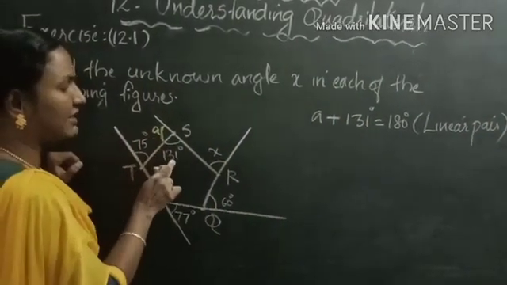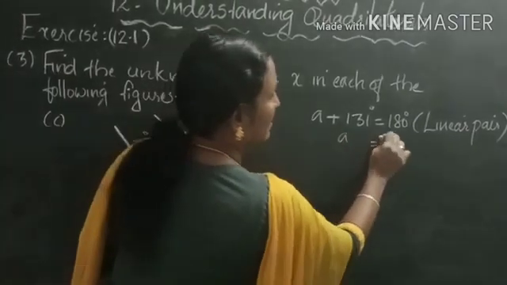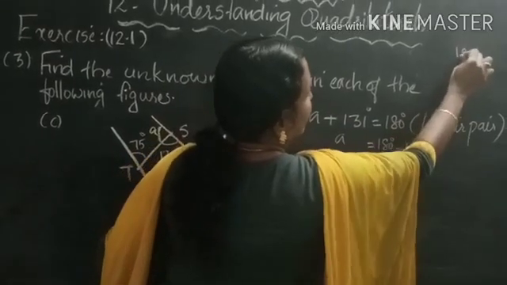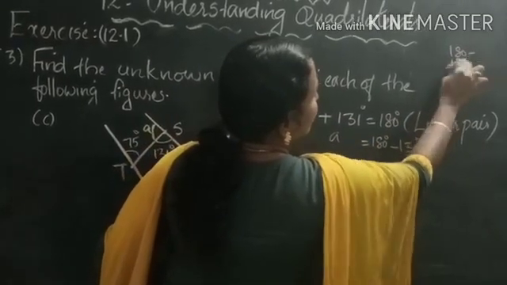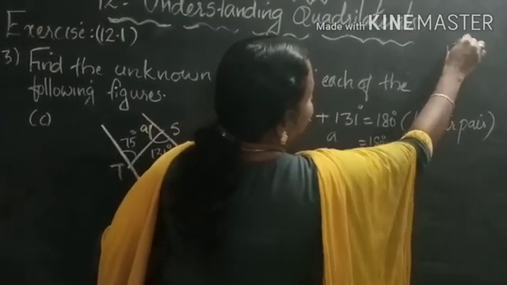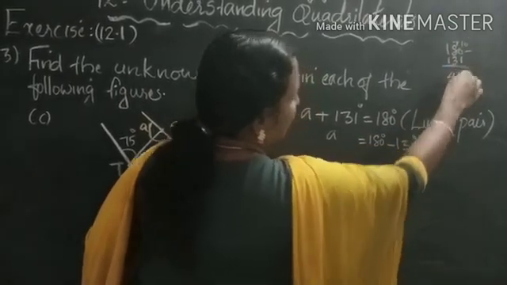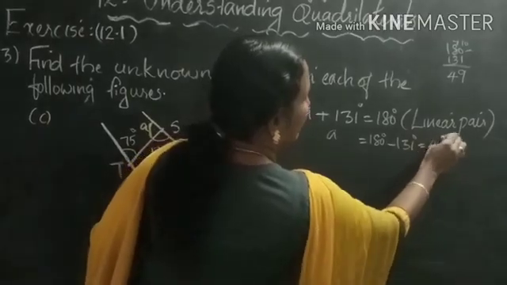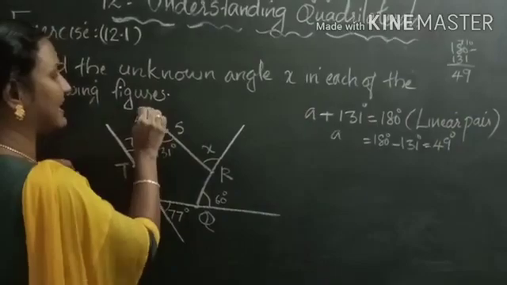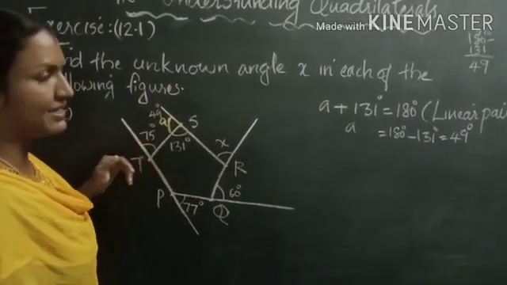Angle A plus 131 is equal to 180 degree, linear pair. So A is equal to 180 minus 131. Here 0 minus 1 is not possible. So 10 minus 1, 9. 7 minus 3, 4. It is equal to 49 degree. So angle A is 49 degree. And we know the sum of the exterior angles of a polygon is 360 degree.